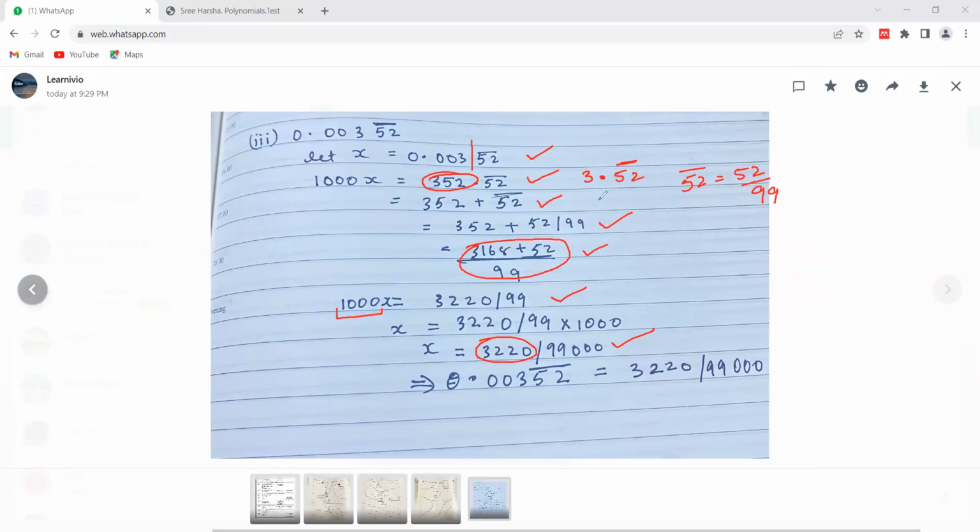Yeah, that's fine. So it will break into 3.52 bar, 0.52 bar, and then you will be able to do it. And one more thing, this is not 52 bar, right? This is 0.52 bar. Where is the 0, right? It is after the decimal. So 0.52 bar, and this will give you 52 by 99. So you people are making such minute mistakes. Please correct yourself, right? And the answer will be 349 by 99000. So check the calculation here. Something is wrong.